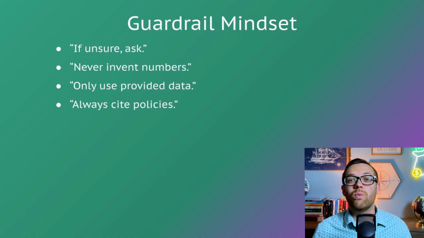So what do we do? We fix this with guardrails. We tell the AI, if you're unsure, ask. Never invent numbers. Always cite data or policy. If information's missing, ask for it. Once agents operate with these rules, reliability jumps massively.